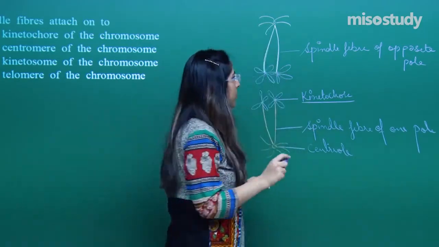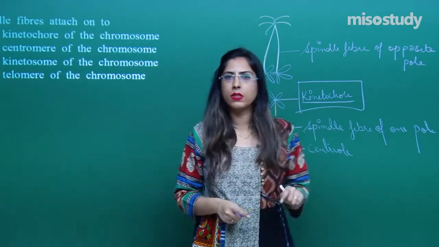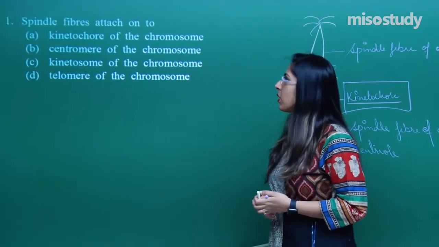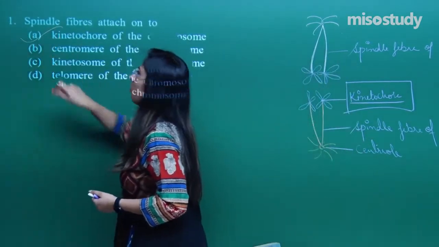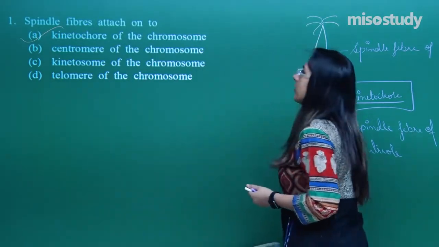So our question is solved. Kinetochore is that region at which the chromosome attaches itself to the spindle fiber. Spindle fibers are attached on the kinetochore of the chromosome. So the correct option for the first question is option A. Let's look at the second question.